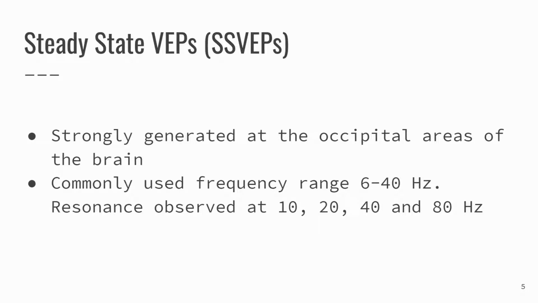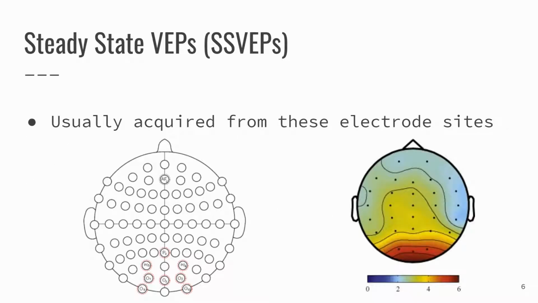SSVEPs are mainly generated in the occipital areas of the brain and the visual cortex. The commonly used frequency range is 6 to 40 Hz, and resonance is observed at 10, 20, 40 and 80 Hz. SSVEPs are usually generated from the following electrode sites, which correspond to this area of the visual cortex of the brain.